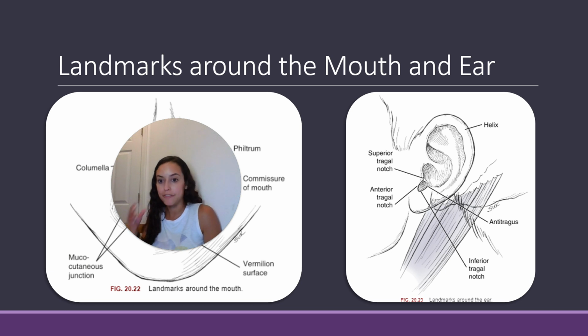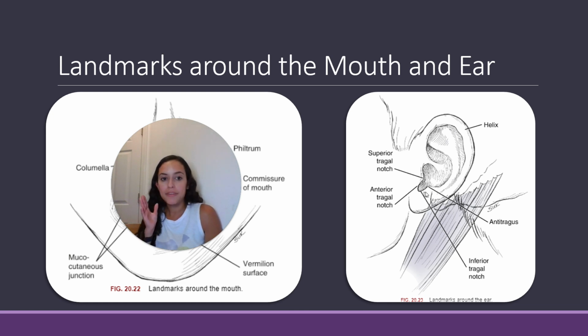So again, if you know your directional terms, the tragus is going to be divided into the superior portion, the anterior portion, the inferior portion, and then this little ridge right here, right above your earlobe, is actually known as the antitragus, because it kind of goes in the opposite direction. It goes into the tragus, so it's known as the antitragus. And this is known as the helix of your ear.